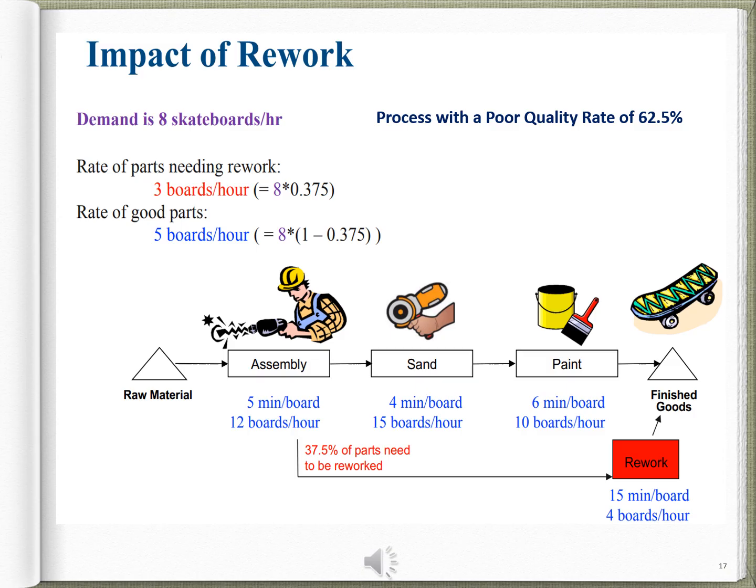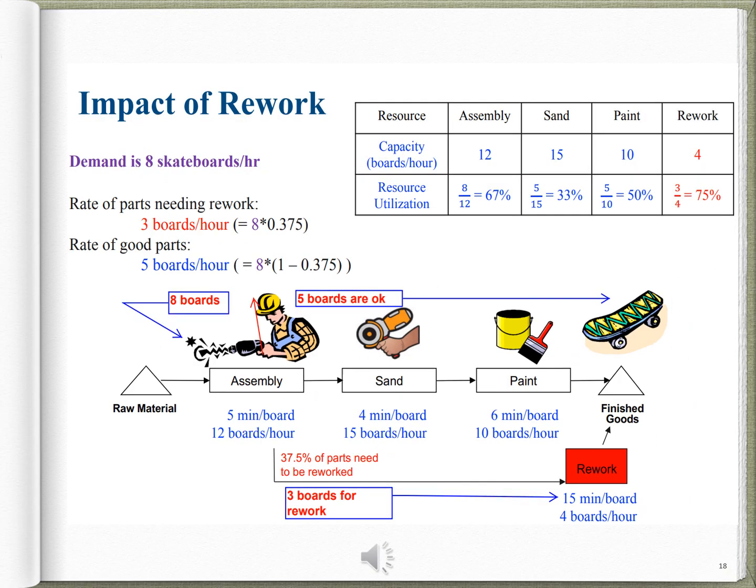If this process has a rework station and the average rework per board is 15 minutes, the capacity of this rework station will be up to 4 boards per hour. Now you can see that the resource utilization per step is 67% for assembly, 33% for sanding, 50% for painting, and 75% for rework respectively. Considering a rework station with a capacity of up to 4 boards per hour might give a false impression that the whole process is capable. However, this is not true.